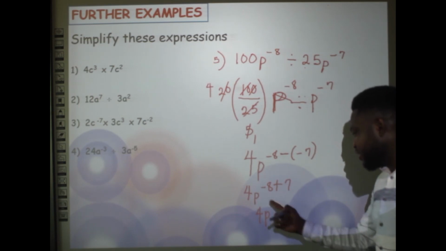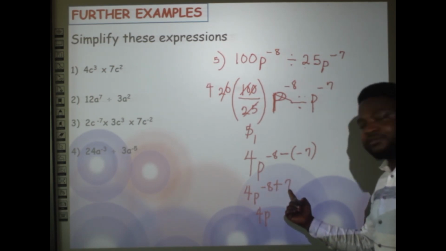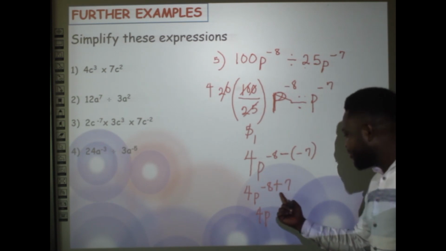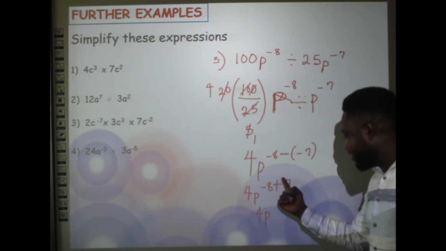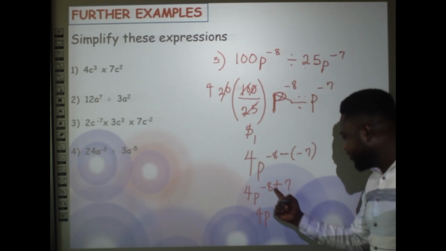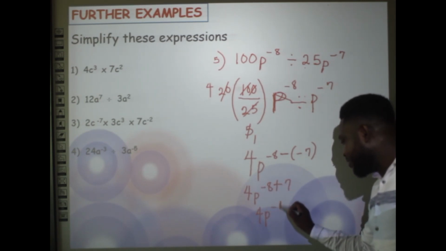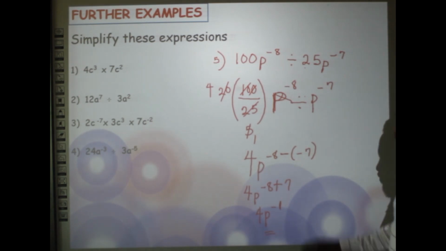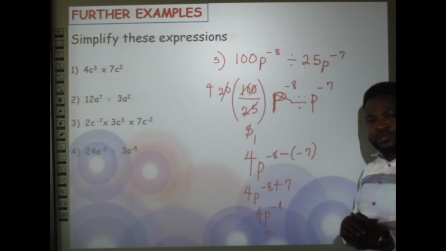Now, the final answer here is going to be 4p. Now look at this. Always start with the positive sign. This is minus 8 plus 7. I can also make it 7, okay, you can read this way, 7 minus 8. So 7 minus 8 will give you minus 1. Okay, so that's the solution to this problem. So the final answer here is 4p raised to the power minus 1.